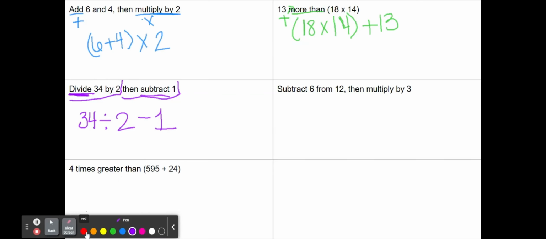I'm going to give you a few seconds, or maybe 2 minutes, to look at these last two and attempt them, and then we'll do them together. So let's go ahead and go over these particular problems.